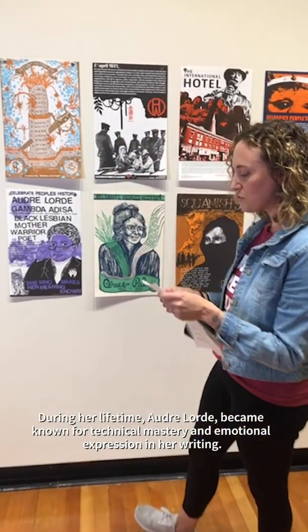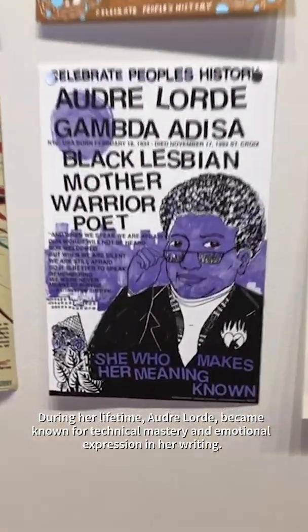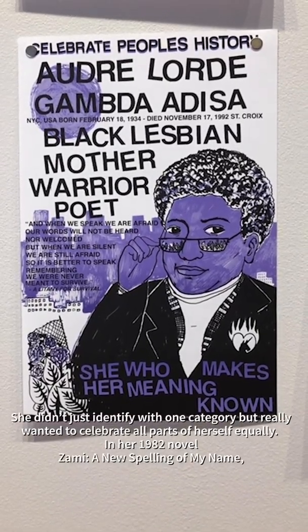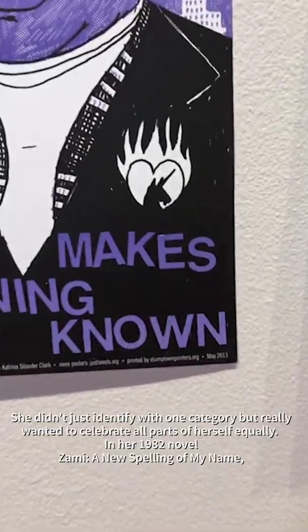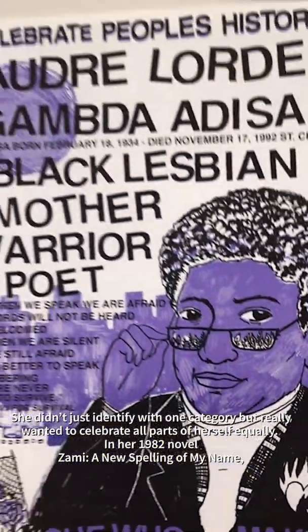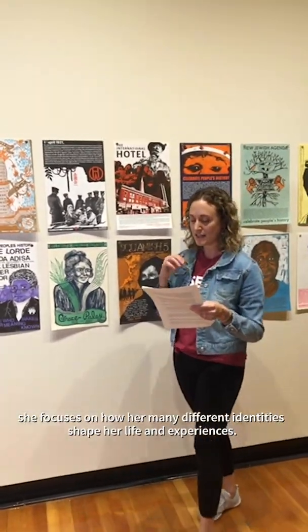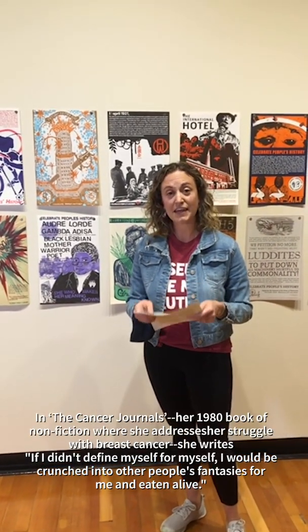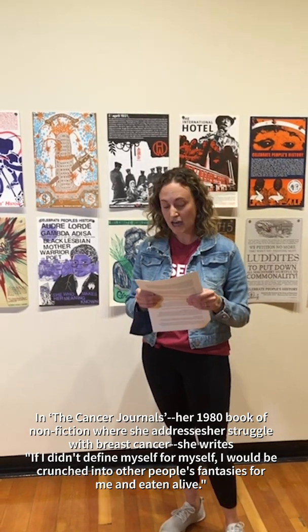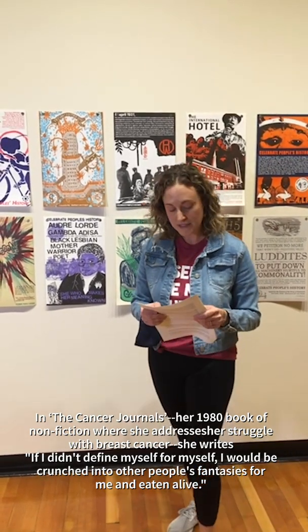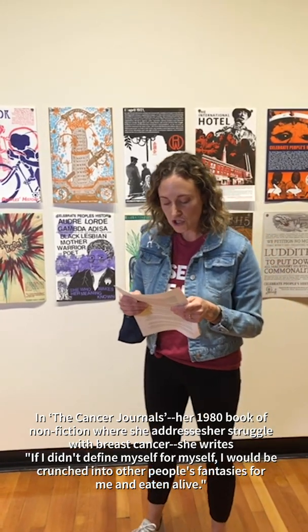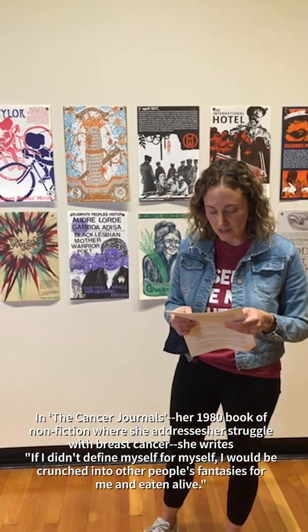During her lifetime, Audre Lorde became known for technical mastery and emotional expression in her writing. She didn't just identify with one category, but really wanted to celebrate all parts of herself equally. In her 1982 novel, Zami, A New Spelling of My Name, she focuses on how her many different identities shape her life and experiences. In The Cancer Journals, her 1980 book of nonfiction, where she addresses her struggle with breast cancer, she writes, "If I didn't define myself for myself, I would be crunched into other people's fantasies for me and eaten alive."